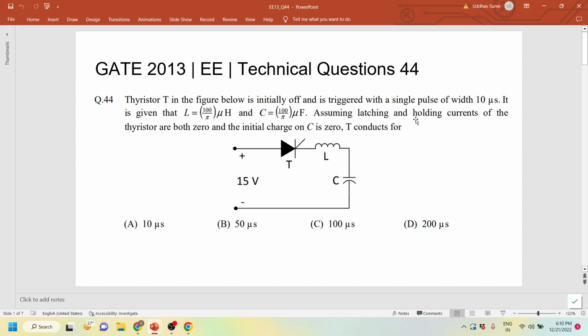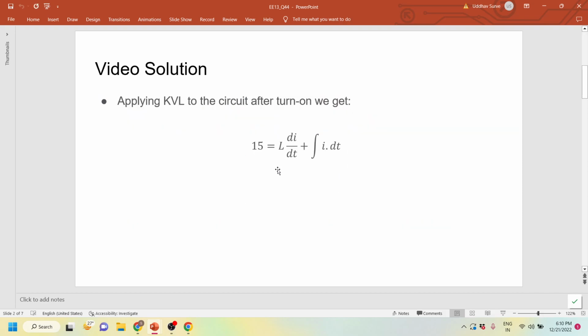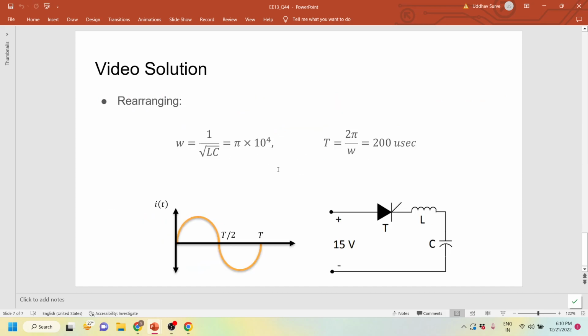So if it is triggered at time equal to 0, fine. As the triggering time of the thyristor is not given, at what instant of this sinusoid it fires is unknown.